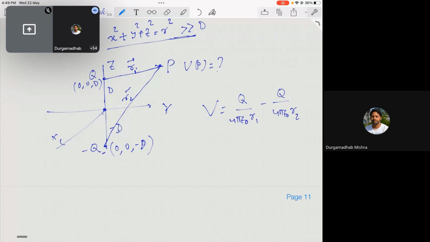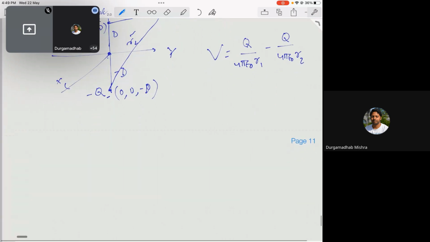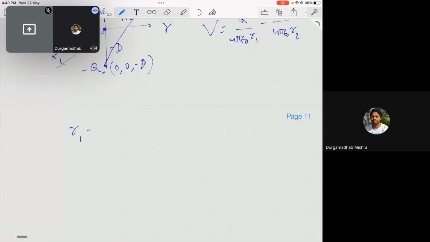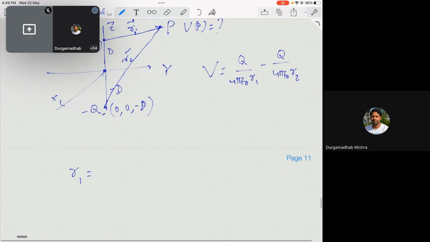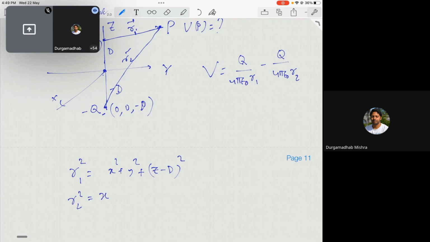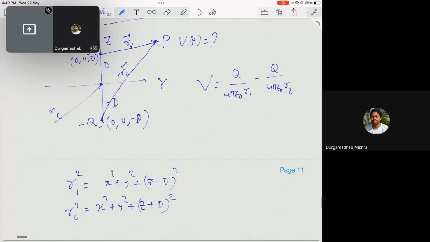I can write the forms of R1 and R2 in terms of x, y, z, and d. Using vector addition, R1 squared is x square plus y square plus z minus d whole square, and R2 square is x square plus y square plus z plus d whole square. You can substitute these expressions in place of R1 and R2 and calculate V.